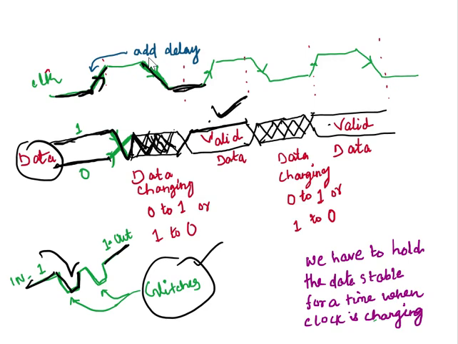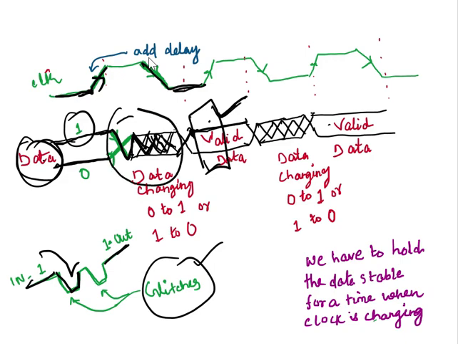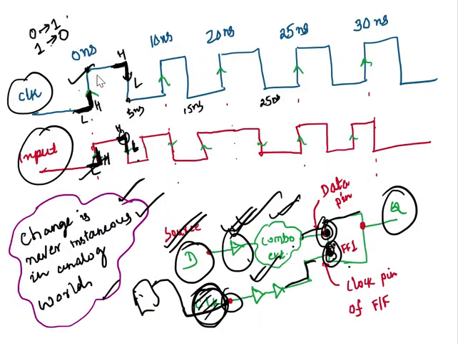So here, this is the source, and the signal is reaching this point, the input to the flip flop. Within this time frame, the data is not stable, it is changing continuously because of some delay or some kind of electrical noise. So now I believe you understood that this change is never instantaneous.